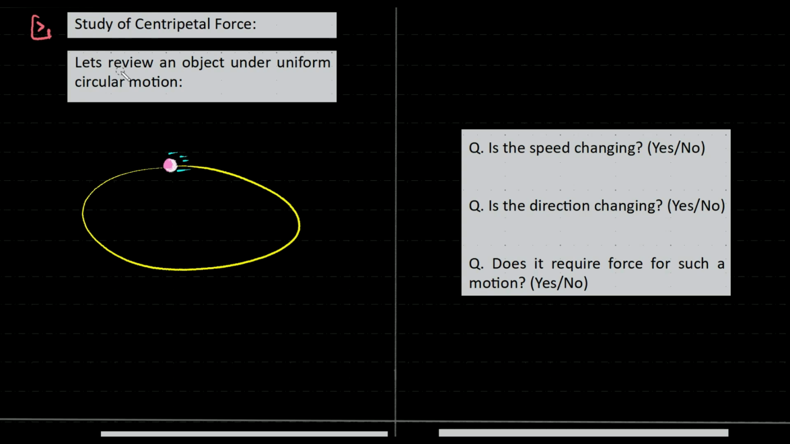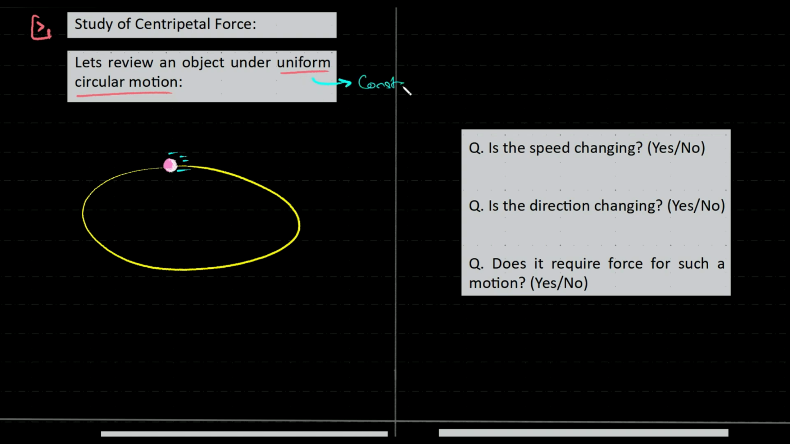We'll begin the chapter by looking into something called a centripetal force. To understand centripetal force, we need to recall uniform circular motion. Guys, you have studied this. So what is uniform about uniform circular motion? What does the word uniform relate to here?